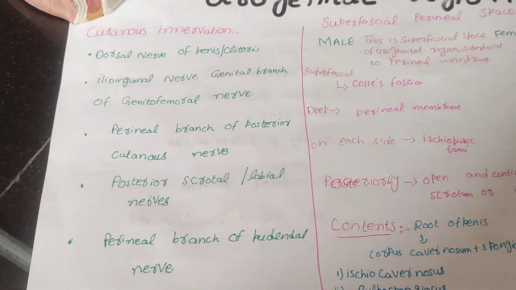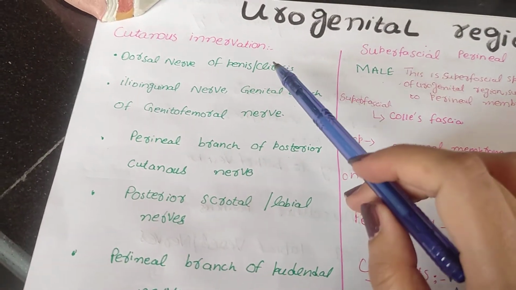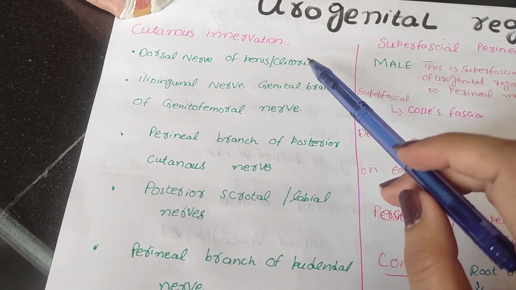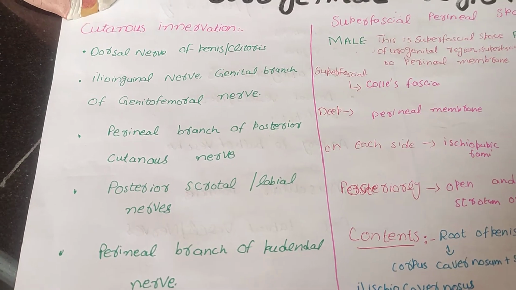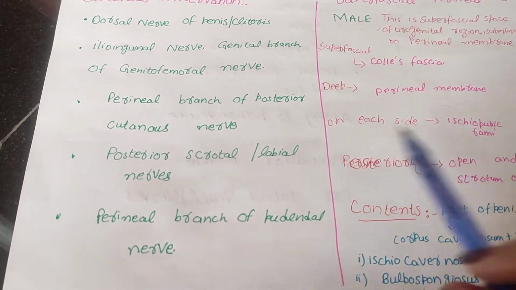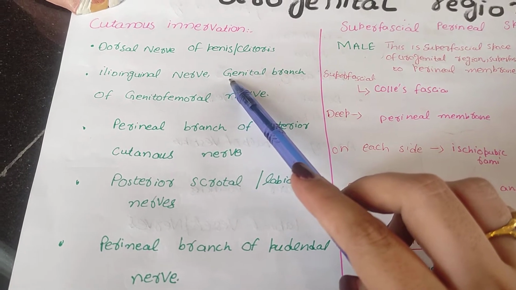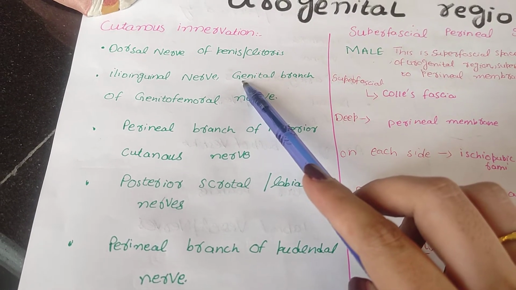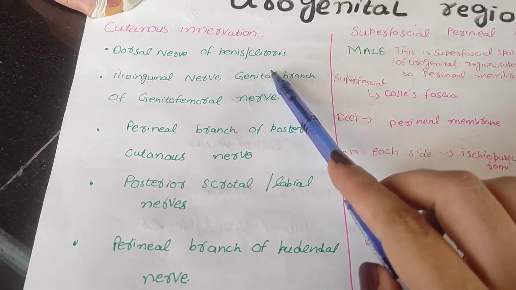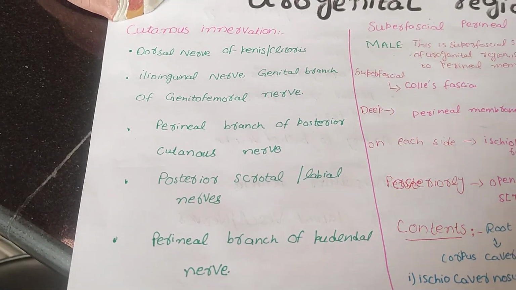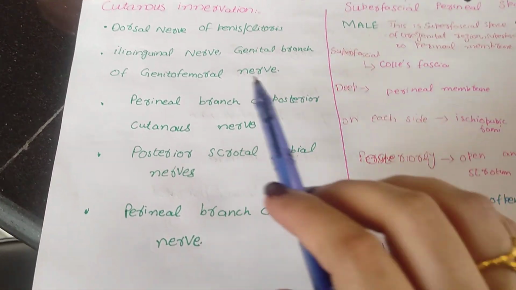So the cutaneous innervation of the urogenital region comes first from the dorsal nerve. If it's the male, then that will be the dorsal nerve of the penis, and if it is female, then it will be the dorsal nerve of the clitoris. Then, when we discussed the anterior abdominal wall, there were the contents of the spermatic cord, which were the ilioinguinal nerve and the genital branch of the genitofemoral nerve. So both of these cutaneously innervate the urogenital region.